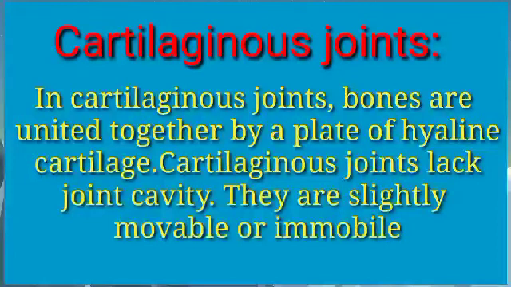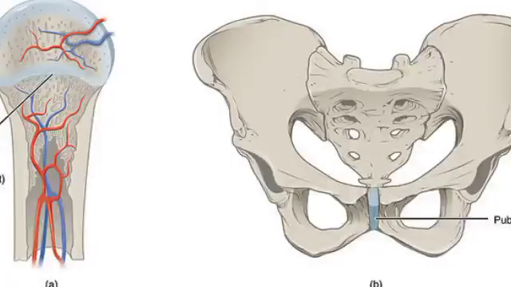Cartilaginous joints are also known as slightly movable joints. In cartilaginous joints, bones are united together by a plate of hyaline cartilage. Cartilaginous joints are slightly movable or immobile. In this type of joint, the surfaces of bones are separated by some substance and they can make only slight movement. They are of two varieties.